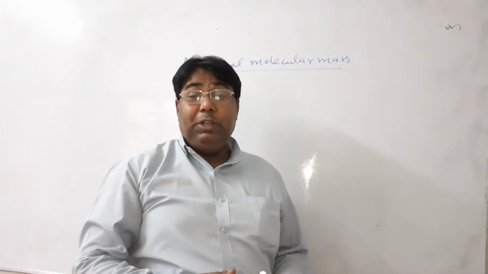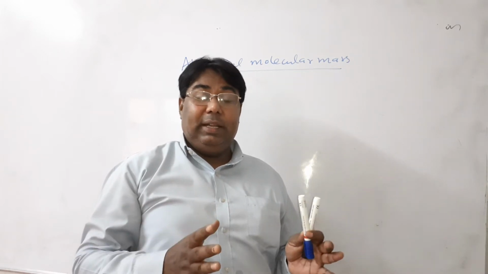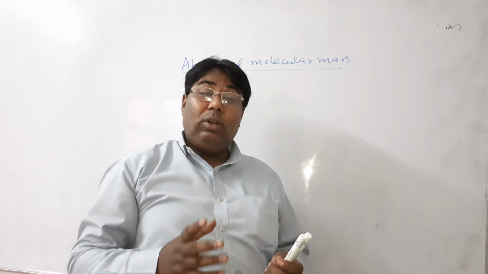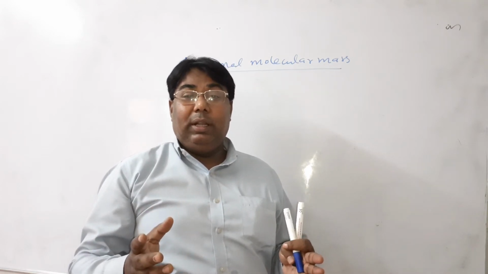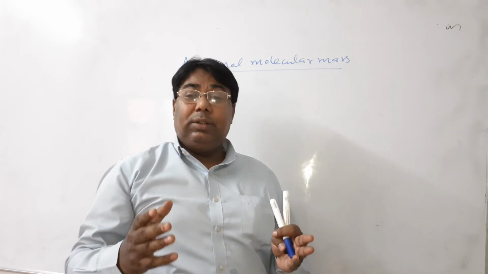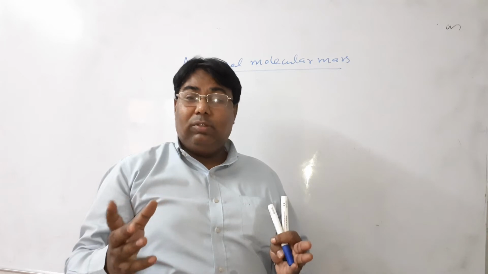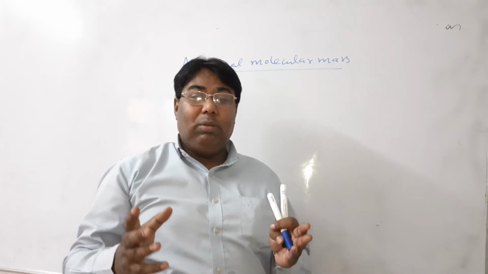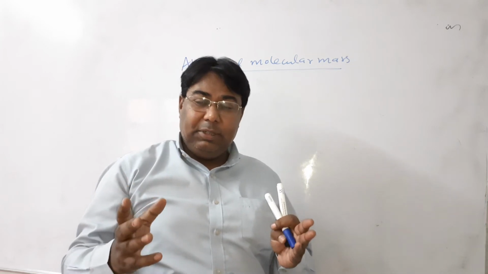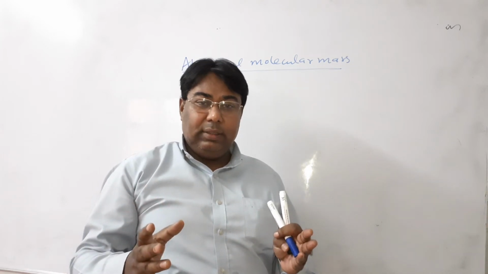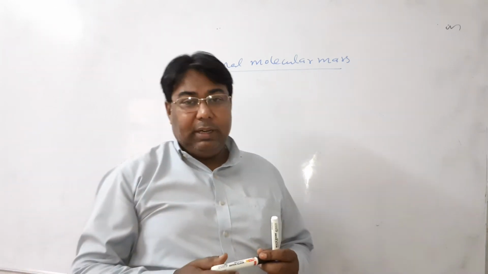Next question is, what do you mean by abnormal molecular masses? All of you know the definition, but once again I explain. When molecular mass of a substance is determined by using any one of the colligative properties, each has a different value from the expected or actual molecular mass, then it is said to be abnormal molecular mass. Abnormal molecular masses are exhibited by the electrolytes only. The definition was already explained in the previous classes.